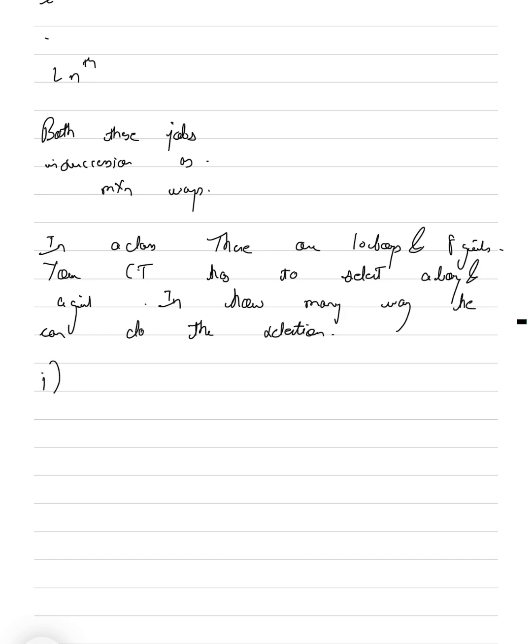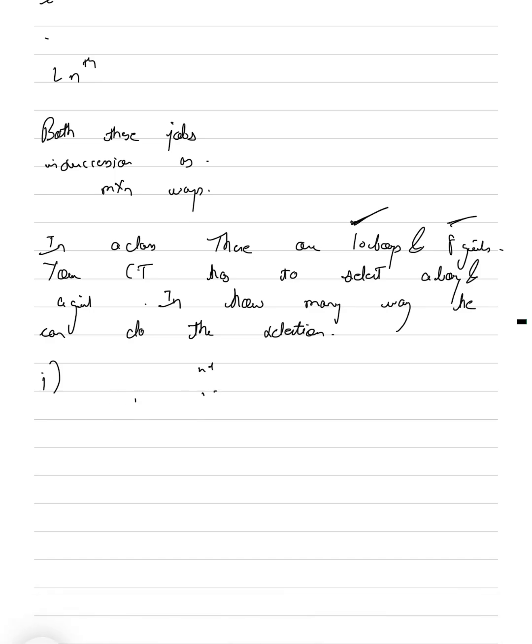So first, he has to select both of these simultaneously, or you can say he has to perform both the jobs in succession. Okay, you can't say that they are independent of each other. So first he can select a boy, then he can select from the 8 girls: first girl, second girl, and then he can select the second boy, and then he can do what? This 8 types.